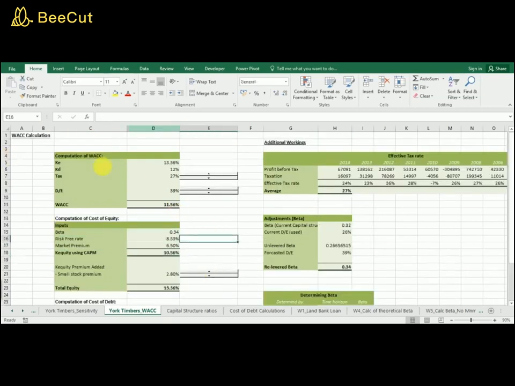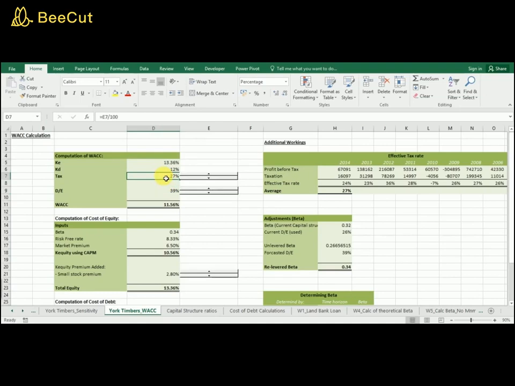So when compiling it and putting it into my weighted average cost of capital, I needed to use the same debt equity that I used in relevering and unlevering the beta. In other words, I want to make sure I compare apples with apples. Once I've done that, I've got my cost of equity, I've got my debt, then it comes down to my taxation rate. So you'll see over here, I've used a 27% tax rate.